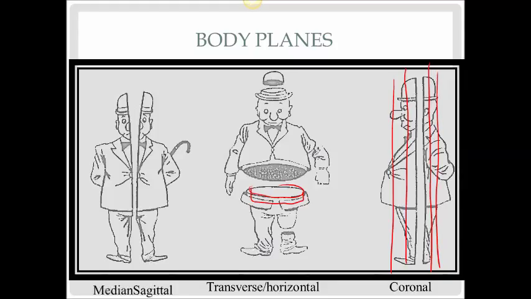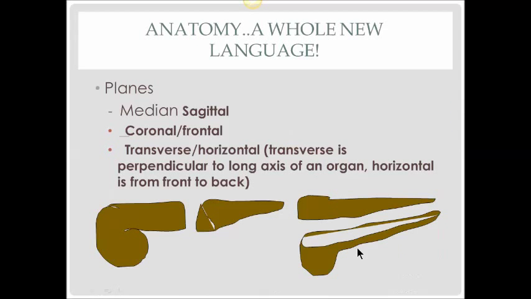Here is an example of how a transverse and a horizontal are not always the same. So we already talked of median, sagittal, coronal and frontal. So let's look at this picture. This is the picture of the pancreas, which lies transversely across the body. So it's not vertically like this, it goes across the body this way.